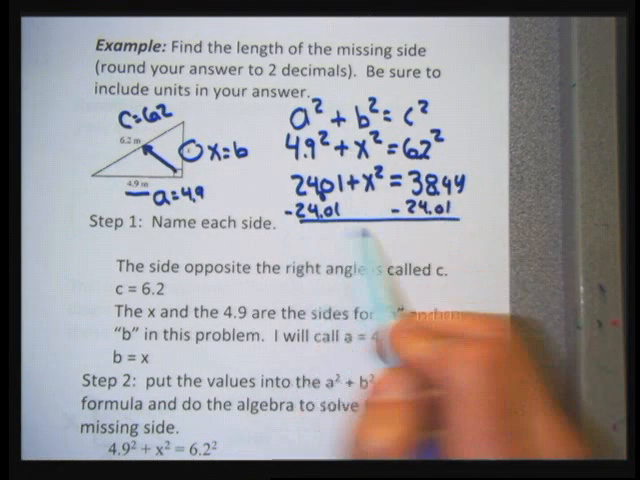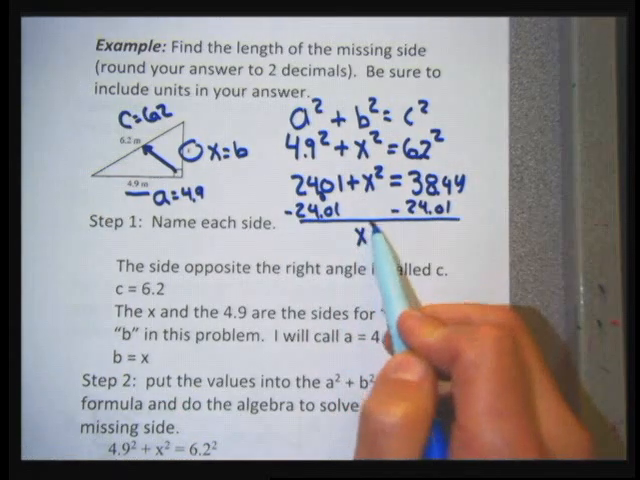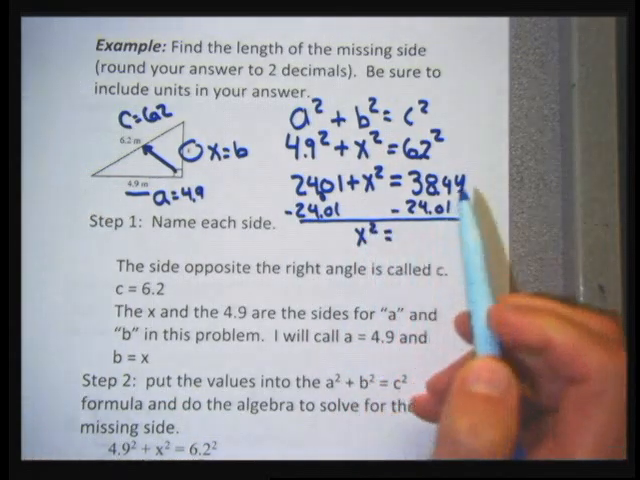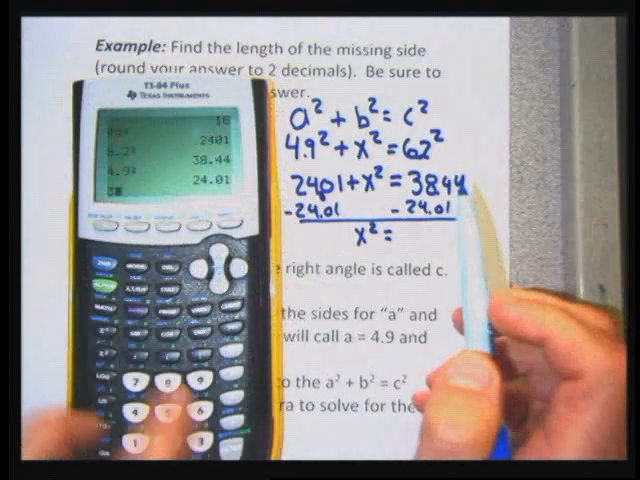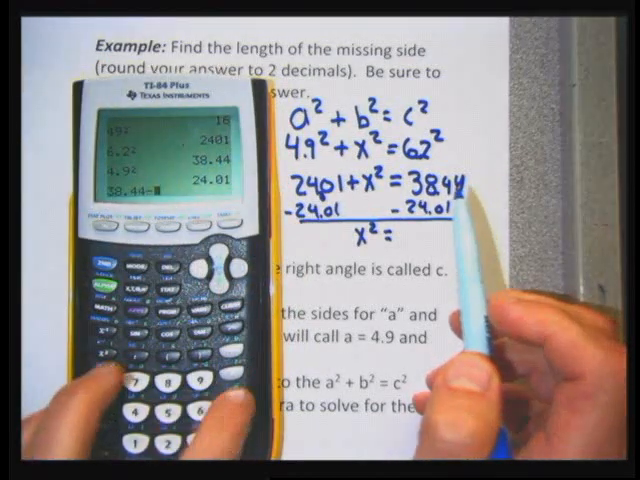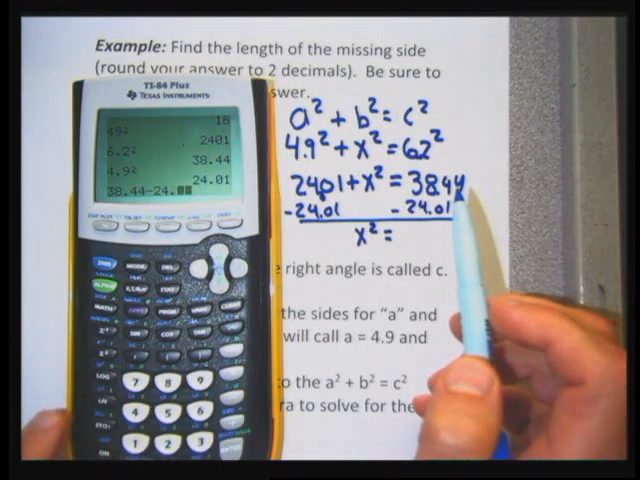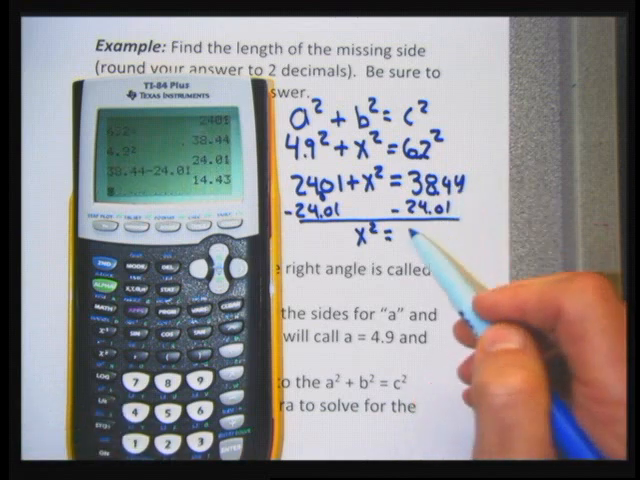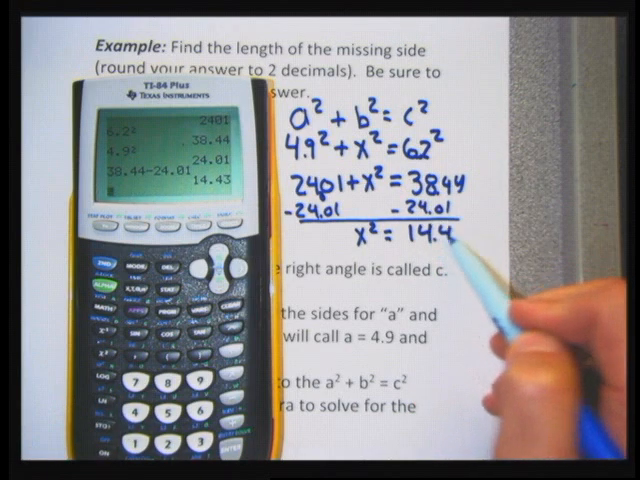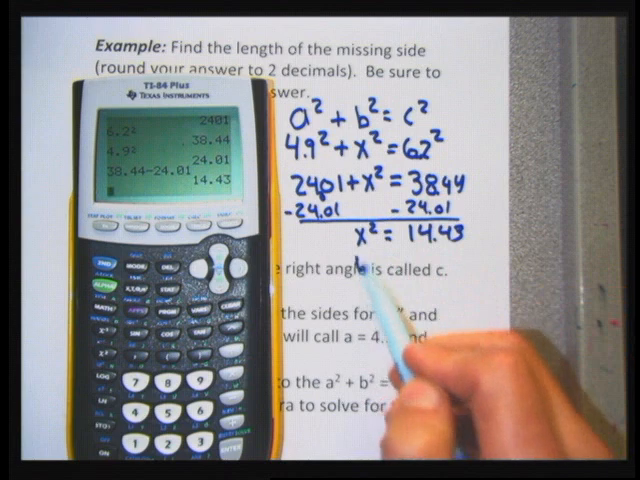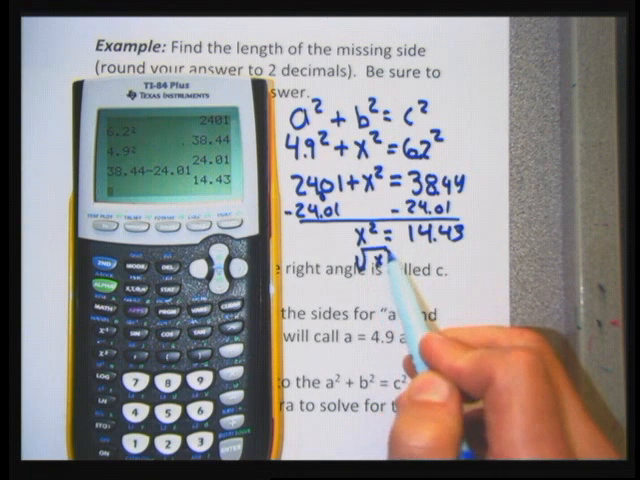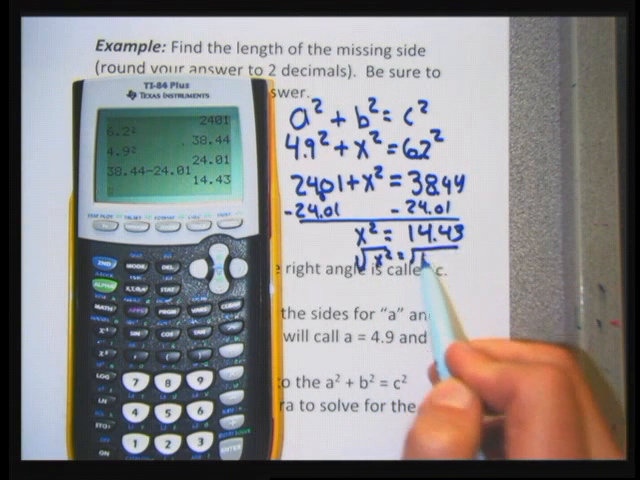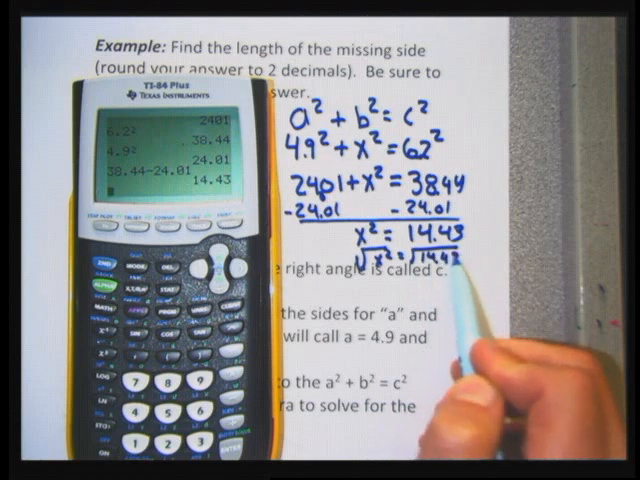On the left side, the 24.01 is going to cancel. I'll be left with an x squared. So that's going to give me x squared equals 38.44 minus 24.01. So I get x squared equals 14.43. Then I'll do the square root of x squared equals the square root of 14.43.